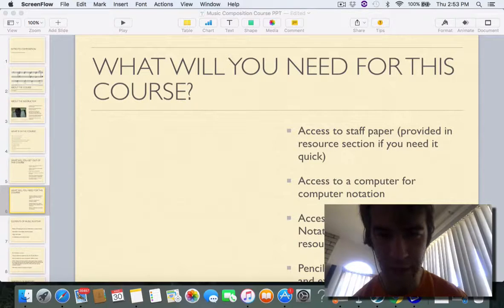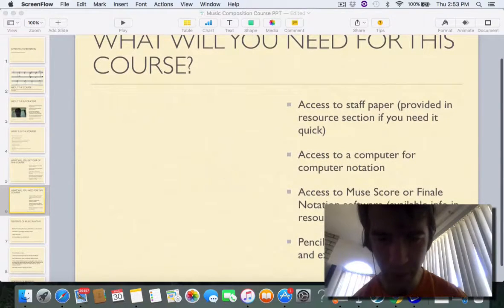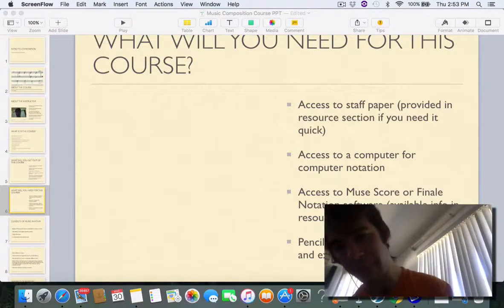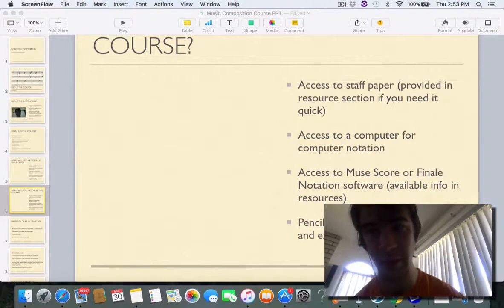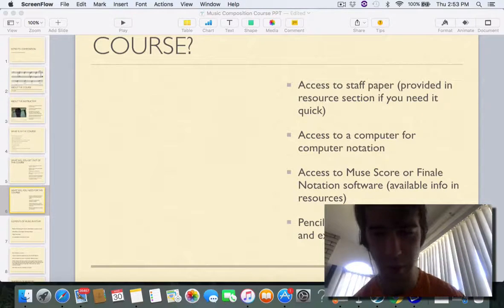You're going to need a pencil or erasable pen for practice exercises. So those are all the things that you need. By the way, MuseScore is free. It's not a paid program. It's free. Just go to musescore.org and you'll be able to download it on your computer for Windows or for Mac, and then you'll be good. Okay?